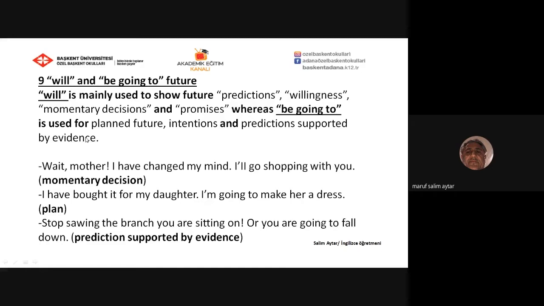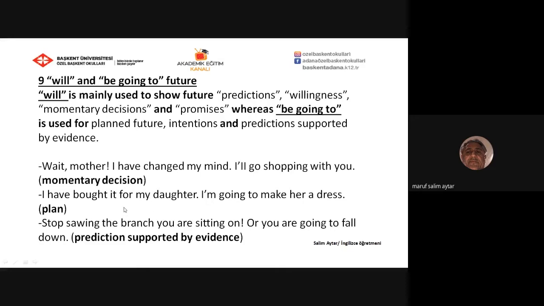When we look at the first example, the person here says, "Wait, Mom, I've changed my mind. I'll go shopping with you." This shows that the speaker has just made a decision, a new decision, a momentary decision, and that she will go shopping with her mom.